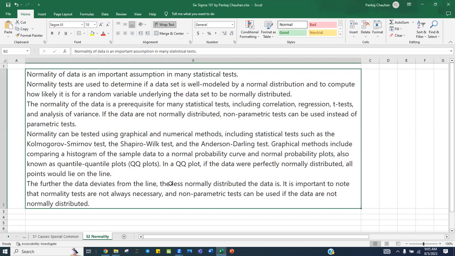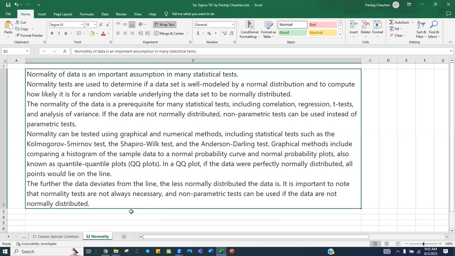Graphical methods include comparing a histogram of the sample data to a normal probability curve, and normal probability plots, which are also known as the QQ plot, the quantile-quantile plot. In a quantile-quantile plot, if the data were perfectly normally distributed, all the points would fall on one line. If the data deviates from the line, then the data is less normally distributed. It is important to note that normality tests are not always necessary, and a non-parametric test can be used if the data are not normally distributed.